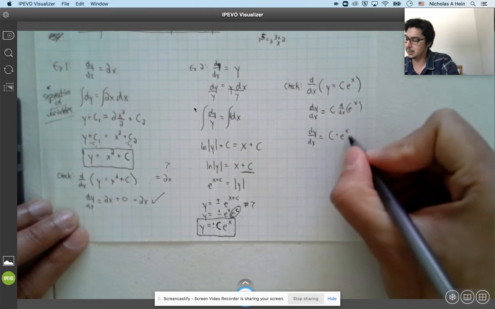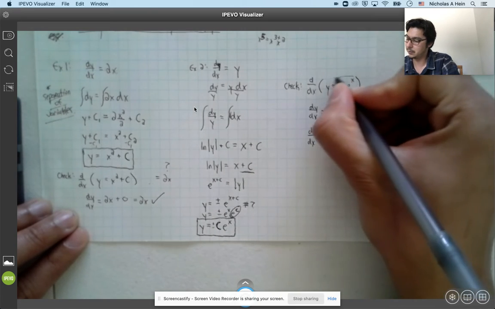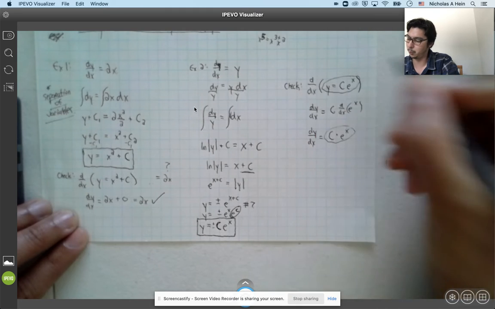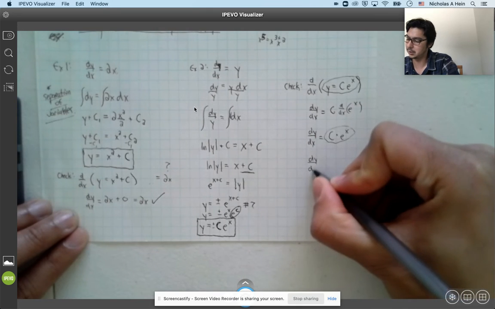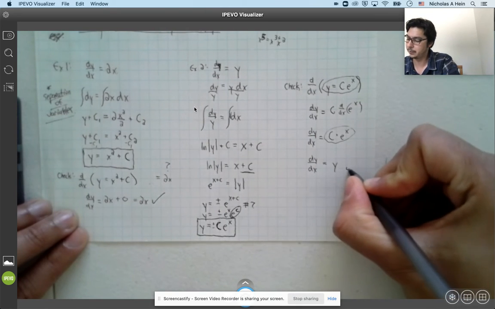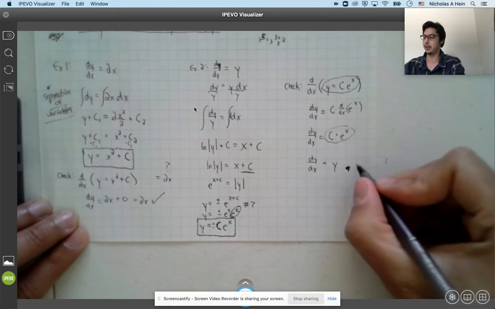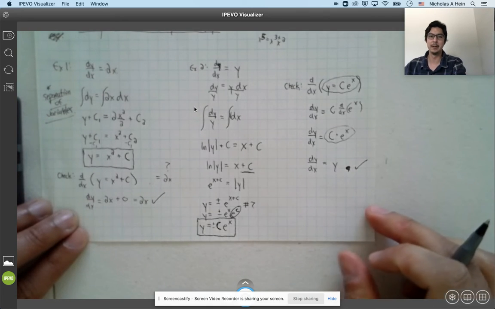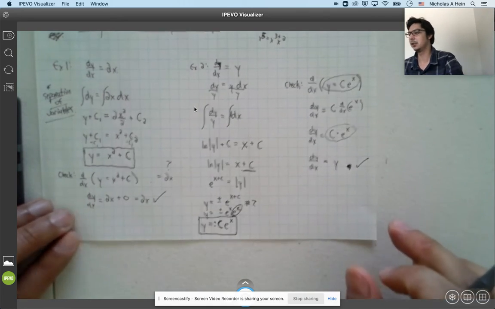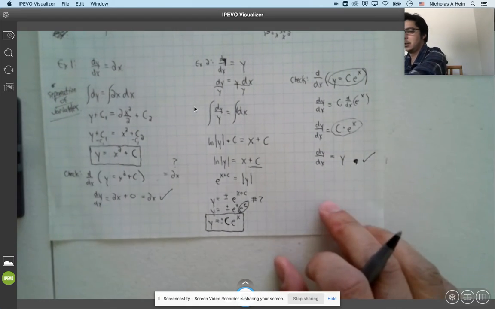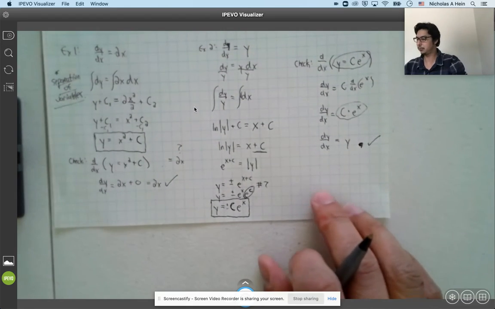And then notice that c e to the x from this original step is equal to y. So thus dy/dx is equal to y. And there's your check right there. Okay. Good. And let's look at one more, and then we will wrap this up.